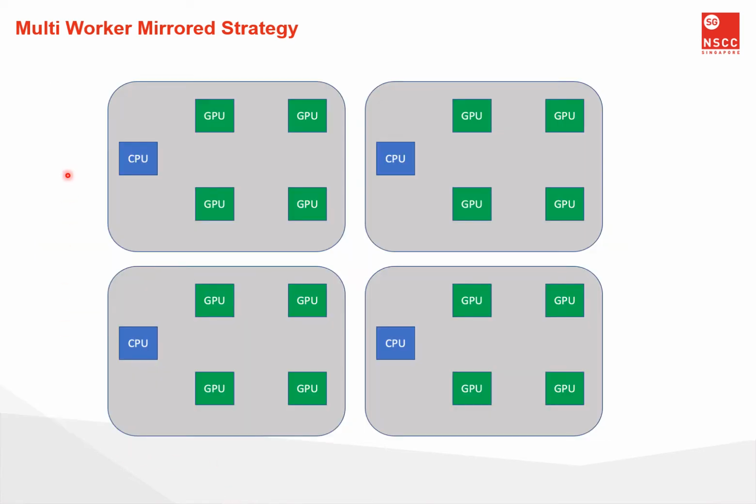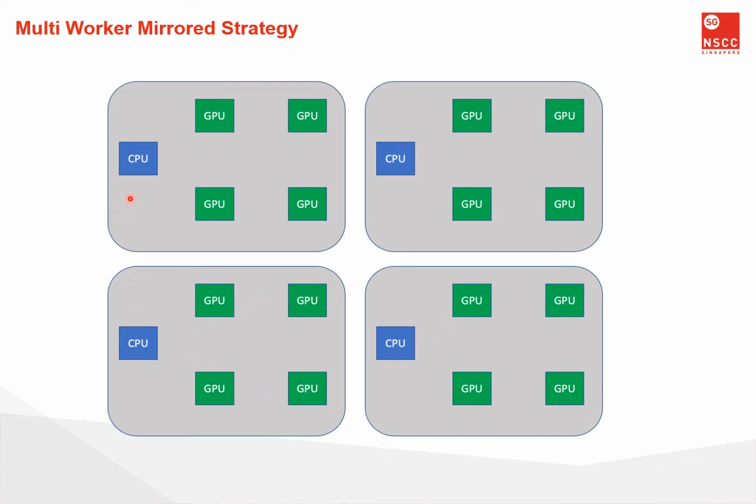This diagram shows the configuration in the case of the multi-worker mirrored strategy. We have multiple worker nodes. Each of these worker nodes has a CPU and a number of GPUs in it. It is very similar to the mirrored strategy in the sense that there's a mirrored variable, but instead of being just replicated into the GPUs on one machine, we need a strategy where we distribute those variables into each of the GPUs on the other machines as well.